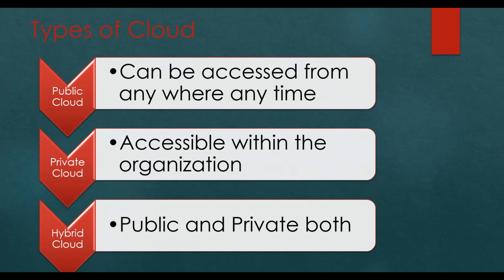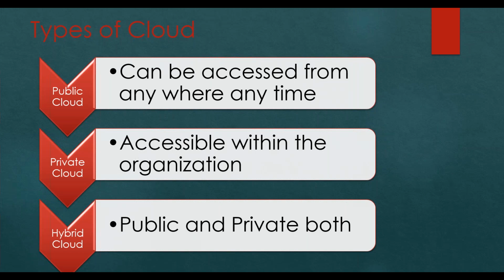The third type of cloud is the hybrid cloud. The hybrid cloud is a mix and match of the public and private. Which means some of the organization's applications are accessible over the public cloud and some of the applications are accessible over the private cloud. So this is an example of the hybrid cloud.